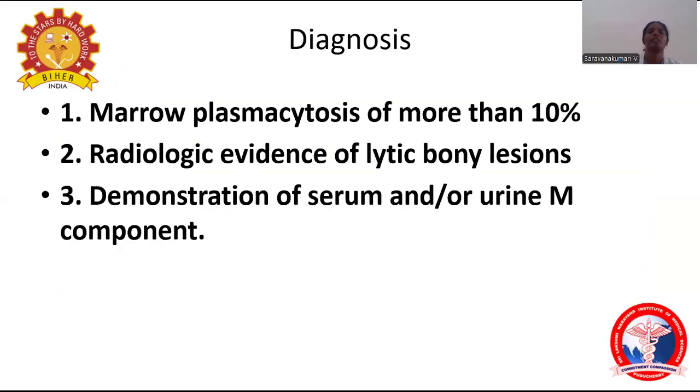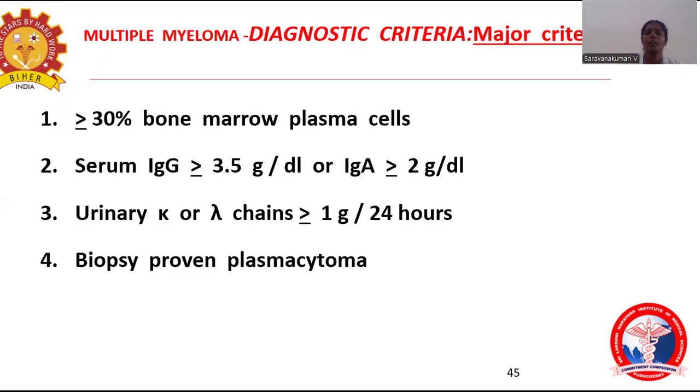Coming to the diagnosis of multiple myeloma, in the marrow, plasma cells will be noted, more than 10% plasma cells, and radiologically there will be lytic lesions, and demonstration of the M proteins in the serum and urine. According to the criteria, there are major criteria and minor criteria for the diagnosis of multiple myeloma.